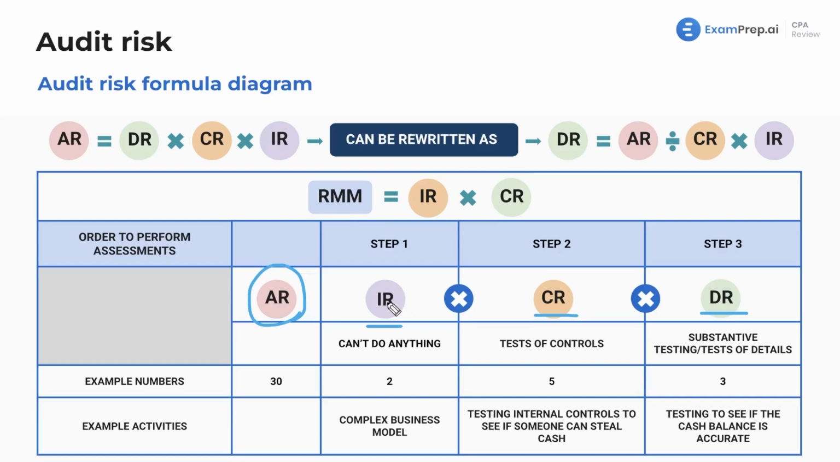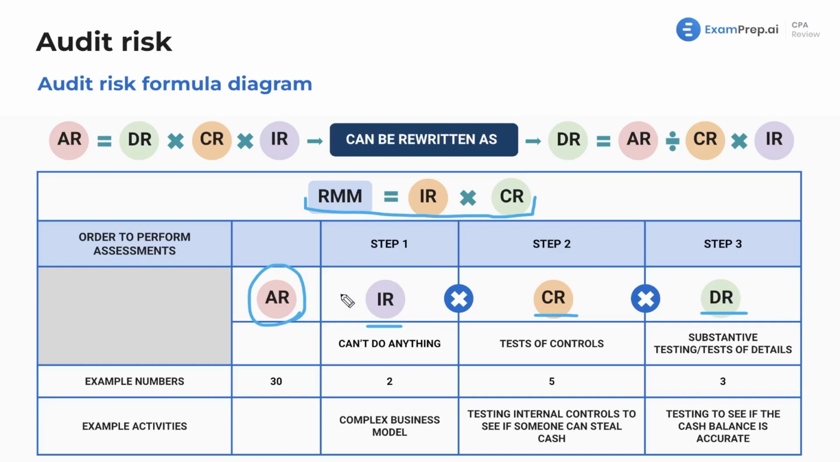Another name for inherent risk and control risk is the risk of material misstatement. So if you see a question, you could say audit risk is inherent risk times control risk times detection risk, or you could say that audit risk is the risk of material misstatement times detection risk. Points to know, these will get you questions right on the exam, making sure you're familiar here.